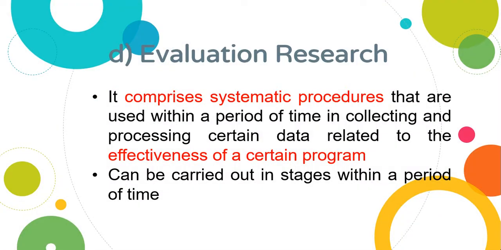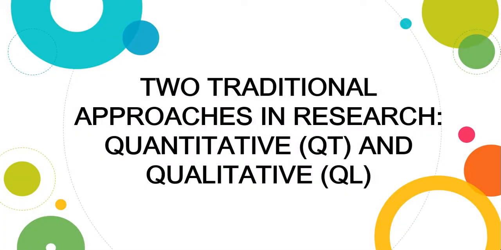And the last one, evaluation research. This one is a comprehensive systematic procedure, and it's basically related to research on the effectiveness of a certain program. When we say evaluation, it's related to the test or study on the effectiveness of a certain program that has been held. So that's the 4 types of research.